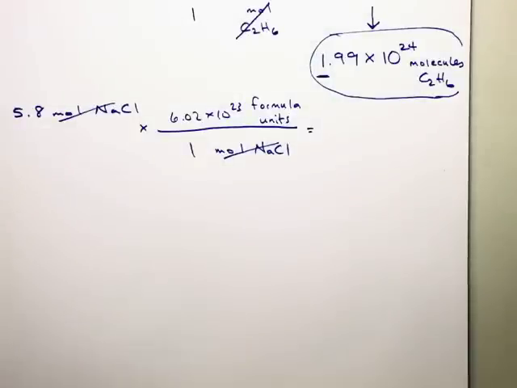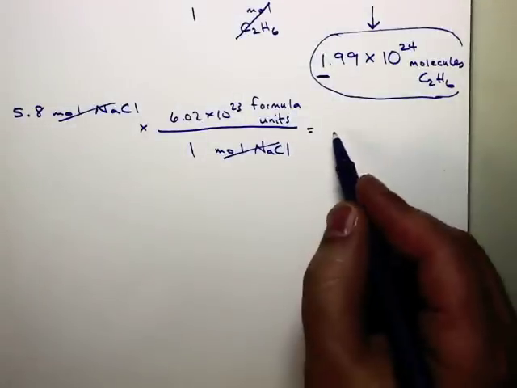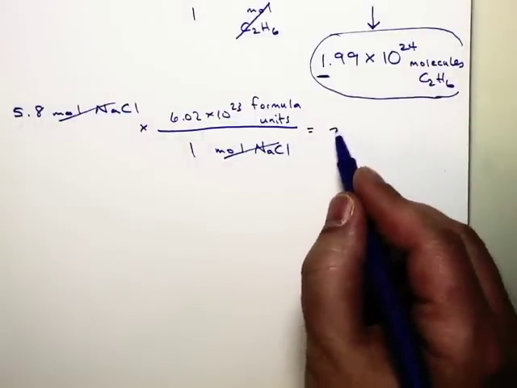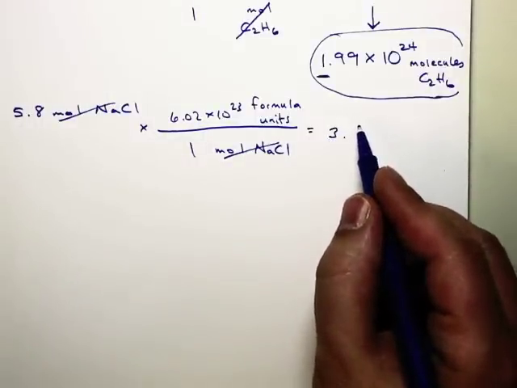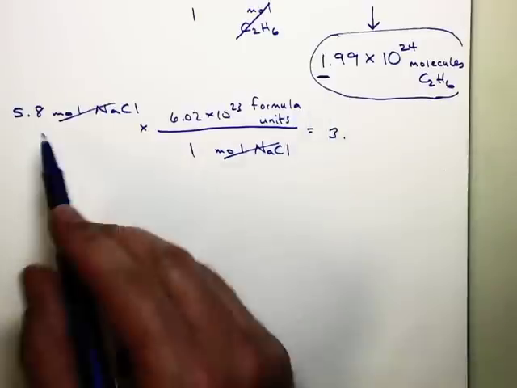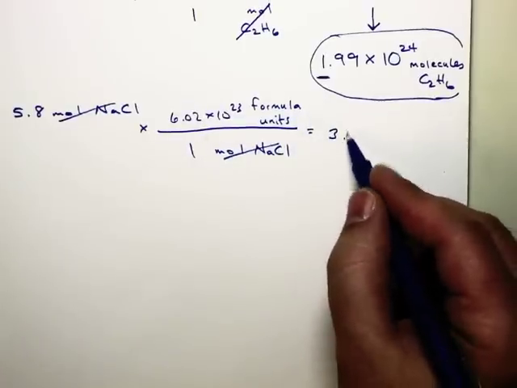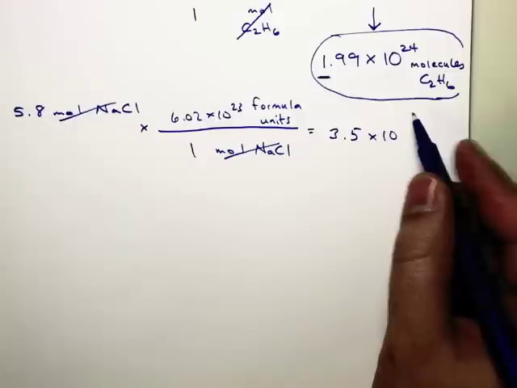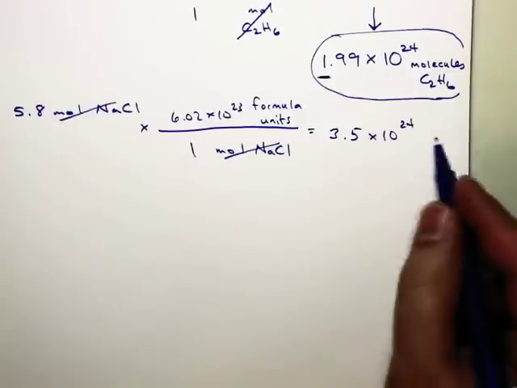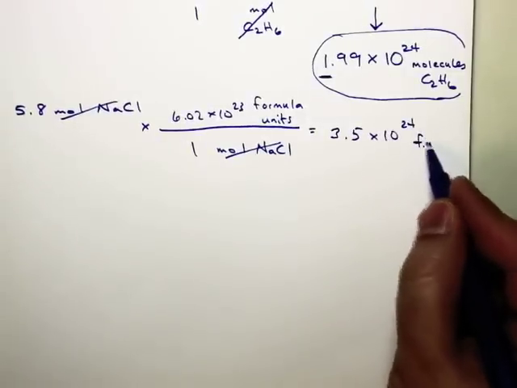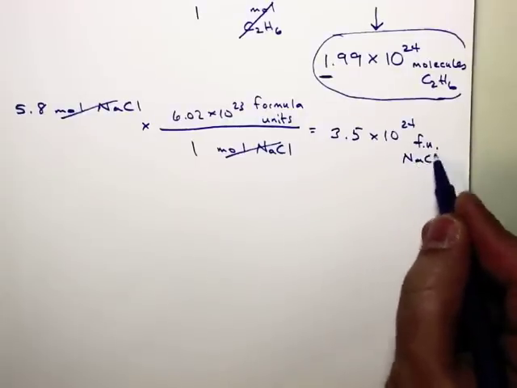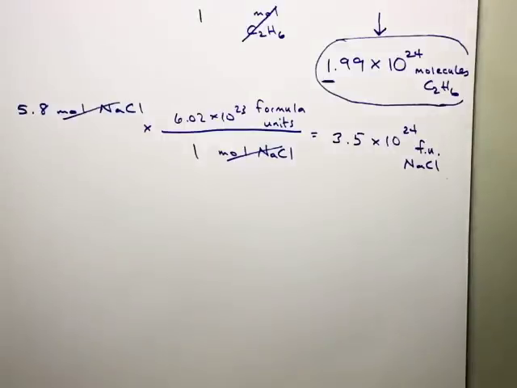All right, so we got 5.8 times that answer. How many sig figs will we report in this thing? 2. What will they be? 3 point, and I don't know if you round it up to 5 or not. Yeah, you would. Because the digit following the 4 is a 9, it's going to be 3.5 times 10 to the 24th. All right, and remember we can substitute the letters F and U, and then we follow it by the chemical formula. Okay? All right, so that is a mole to particle conversion.